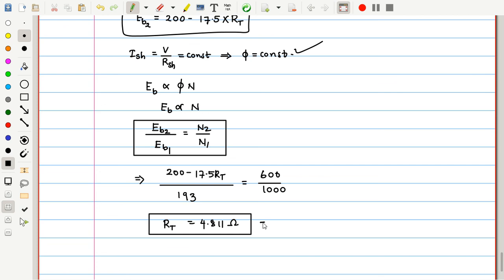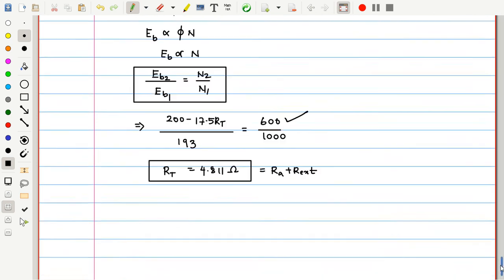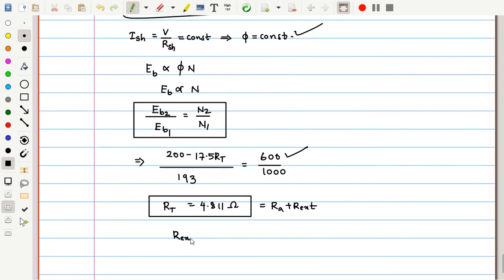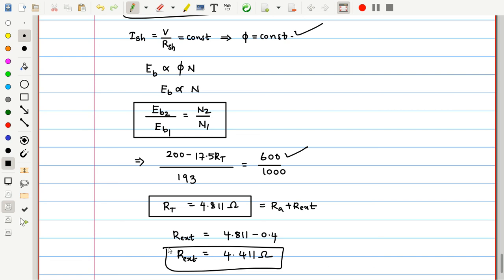But what is RT exactly? It is the internal resistance plus the external resistance which we need to add to bring the speed to 600 RPM. RA is already known. So the external resistance which I need to add is 4.811 minus RA, which is 0.4. This gives 4.411 ohms. So this amount of external resistance needs to be added in series with the armature to bring the machine speed to 600 rpm.